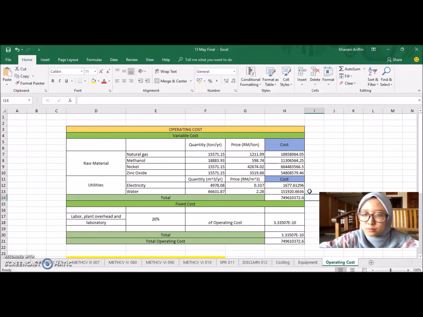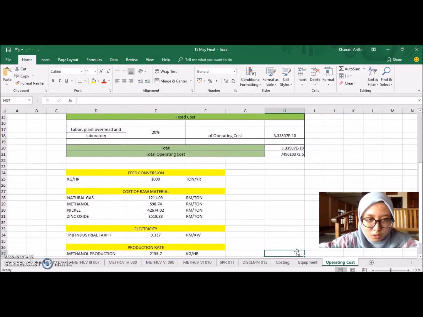Okay, next. For the fixed cost, we have labor, plant, overhead, and laboratory. So we use 20% of operating costs. So we get 3.33507 to the power of negative 10. How we get this? 0.2 times the total of variable cost divided by 10 divided by 80. So we get this value. So for the total operating cost, we plus variable cost with fixed cost, and we get this value.